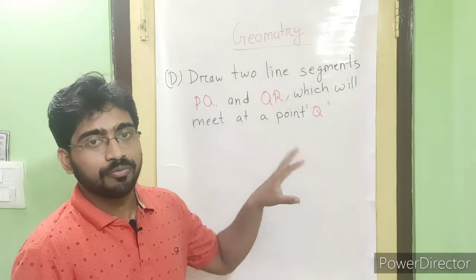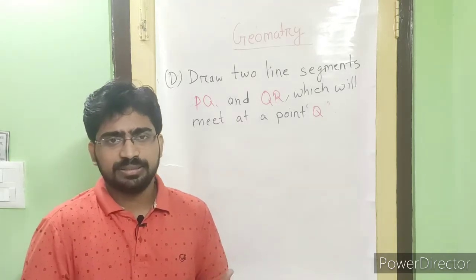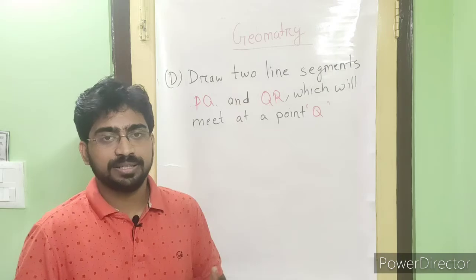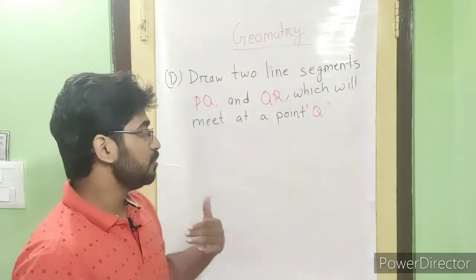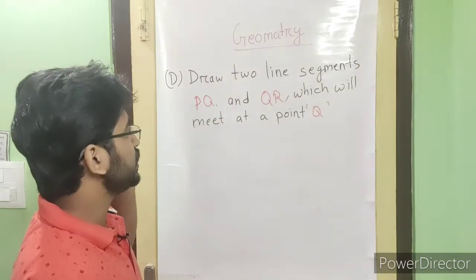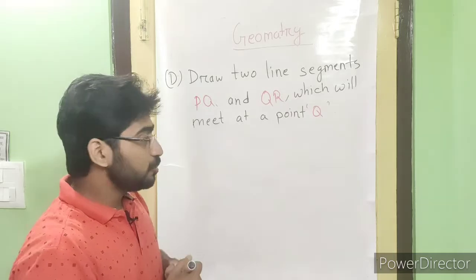So we will go for a greater length, a larger length like 8 centimeter, 9 centimeter, 10 centimeter, which can be easily identified by your teacher. Okay, so again draw 2 line segments PQ and QR. Now I am facing a problem: how will PQ and QR meet? So what will we do?